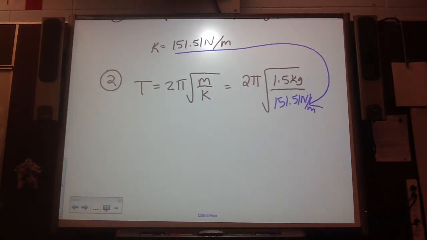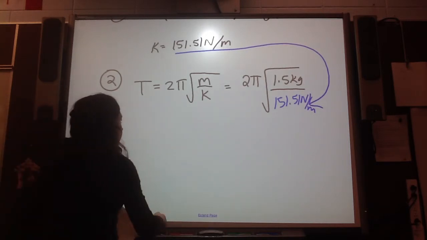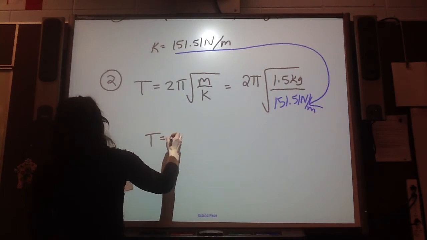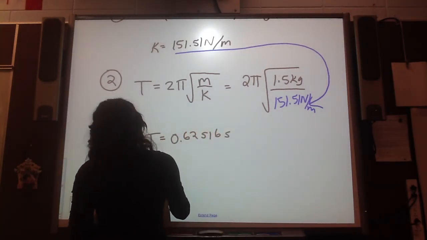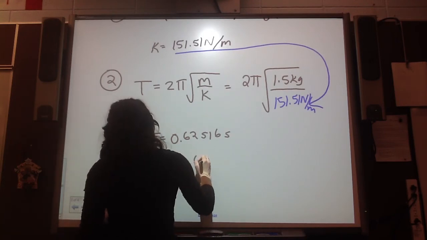Am I going too fast? No? Too slow? So then T is 0.62516 seconds. So into sig digs, 0.625 seconds.